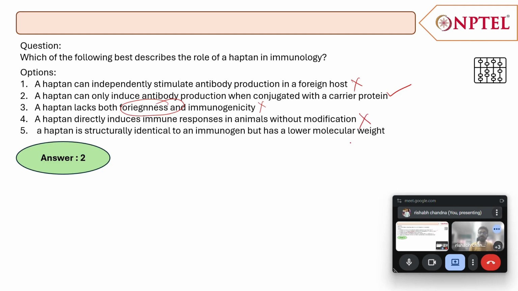A hapten is structurally identical to an immunogen but has lower molecular weight. No, this is also false, because a hapten is not considered an immunogen at all. If there were some immune response it could generate without the carrier protein, then it would be considered an immunogen. But when we are dealing with the carrier protein, that means it will not be able to induce an immune response alone. So the correct answer is option number 2. Let's move on to the next question.